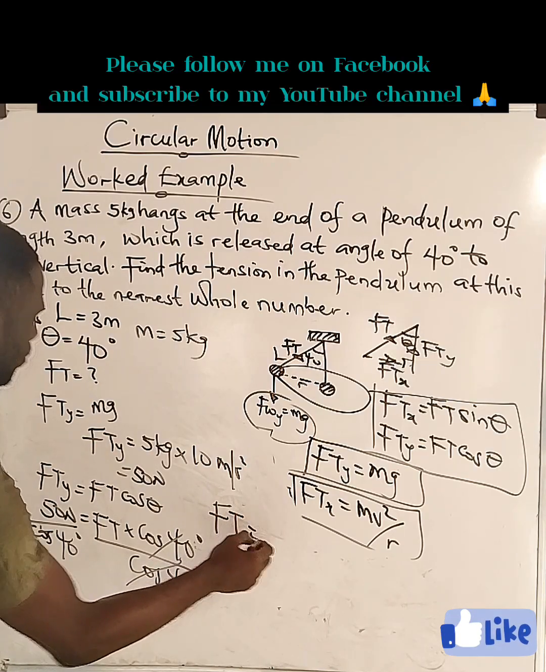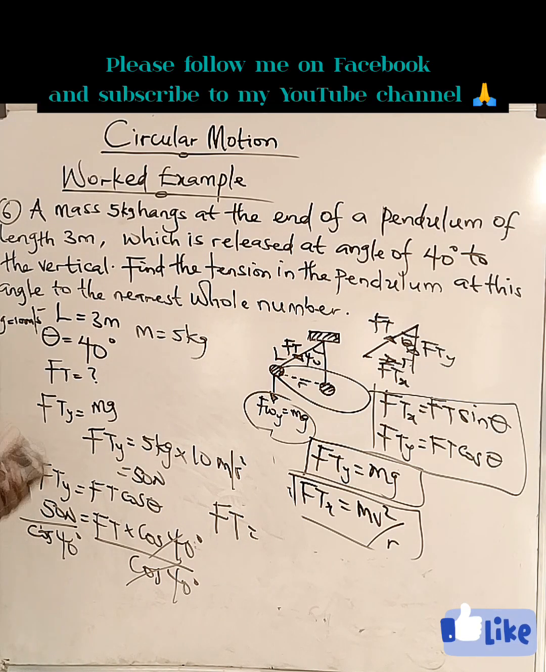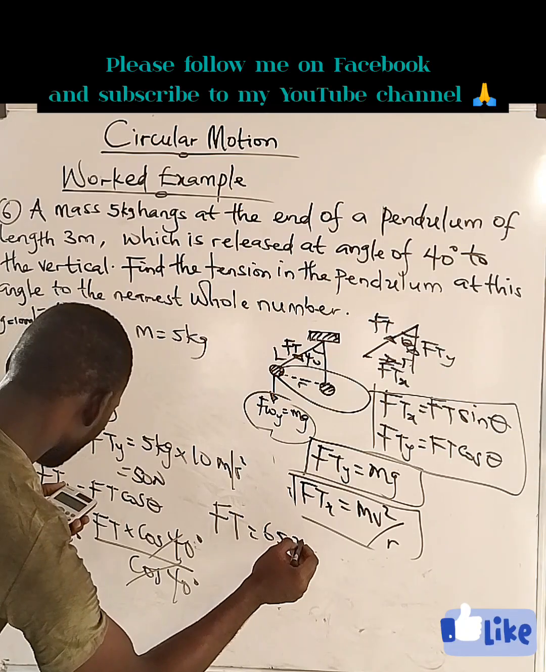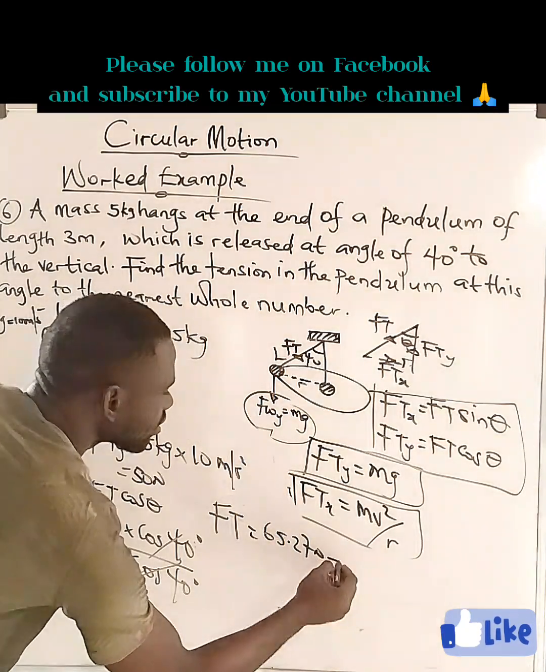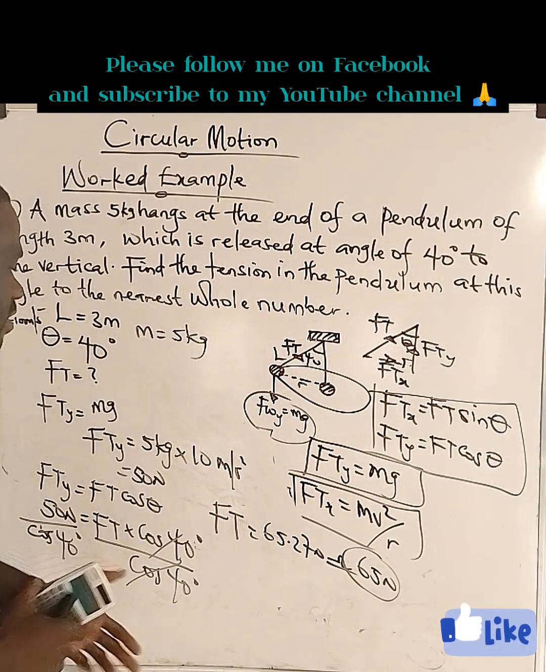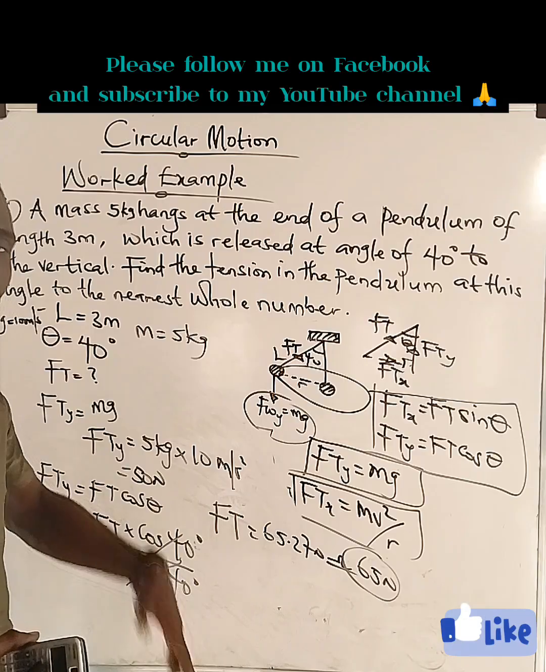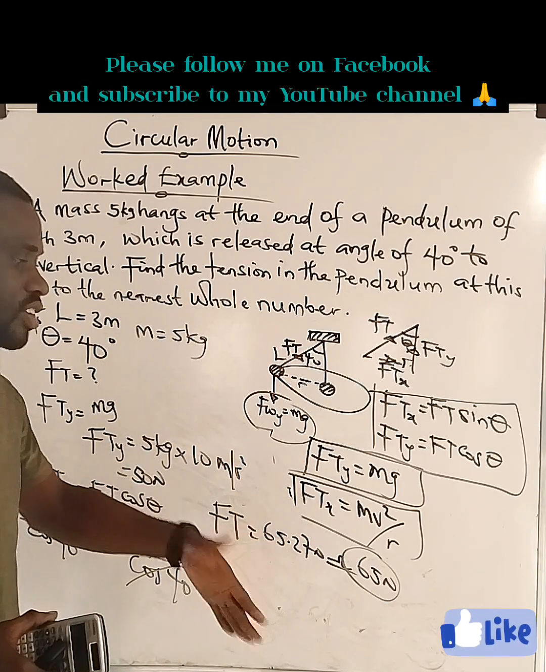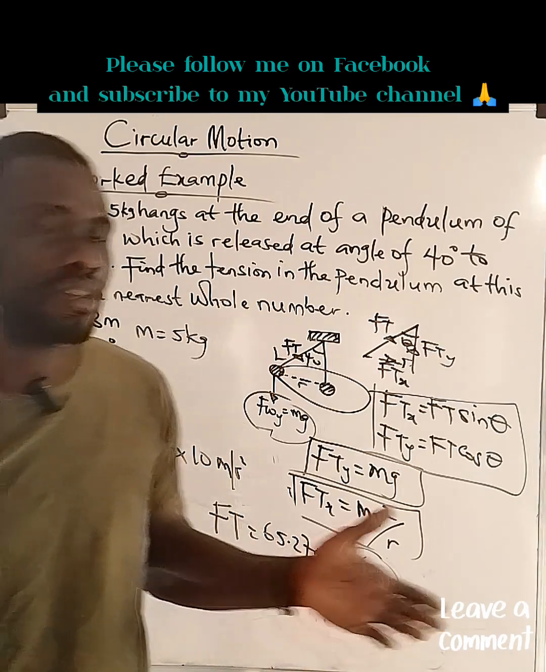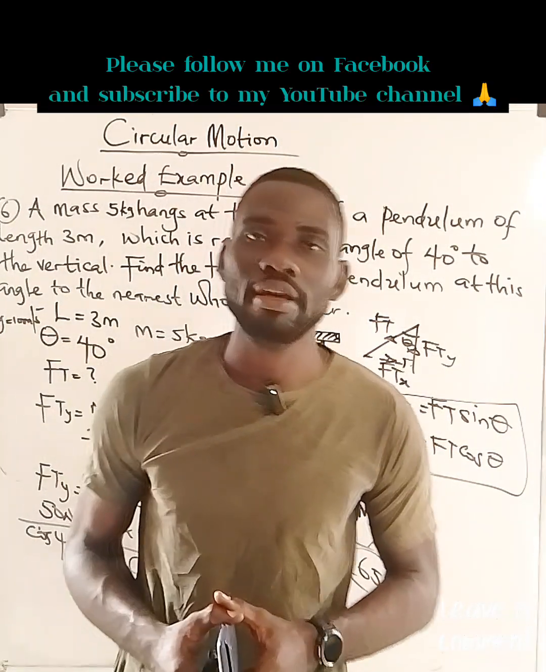So force of tension now is 50 divided by cos 40. Let's solve together. 50 divided by cos 40 degrees. What do we have there? We have 65.27 Newton. Now to the nearest whole number is 65 Newton. As simple as ABC. So this method is very short and very direct. The first approach is the analytical approach, using the one along the x-axis. Tackling this question is very easy and very interesting.